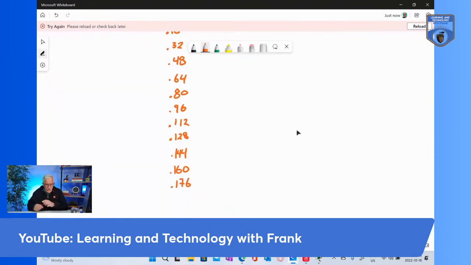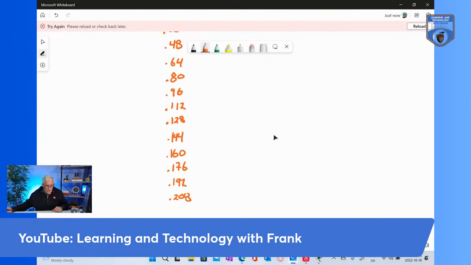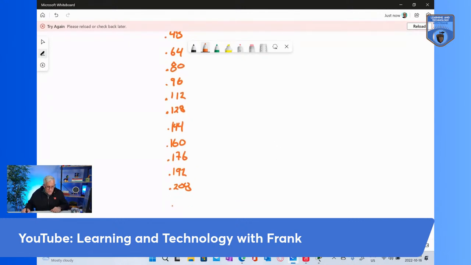So 192 plus 16 is going to be 208, plus 16 is 224. So that's my subnet mask, right? 224. So I don't use that.